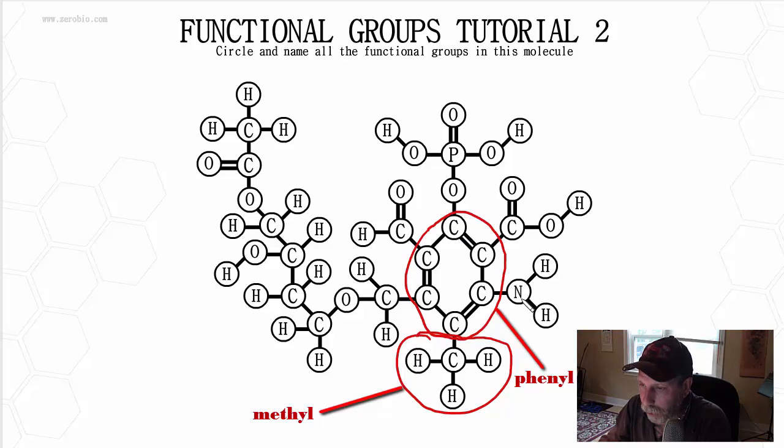Let's go over here to the right-hand side. We've got NH2 attached to carbon. It's not attached to C double bond O. That would change it. So we're just going to circle just this part, and that is an amino group.